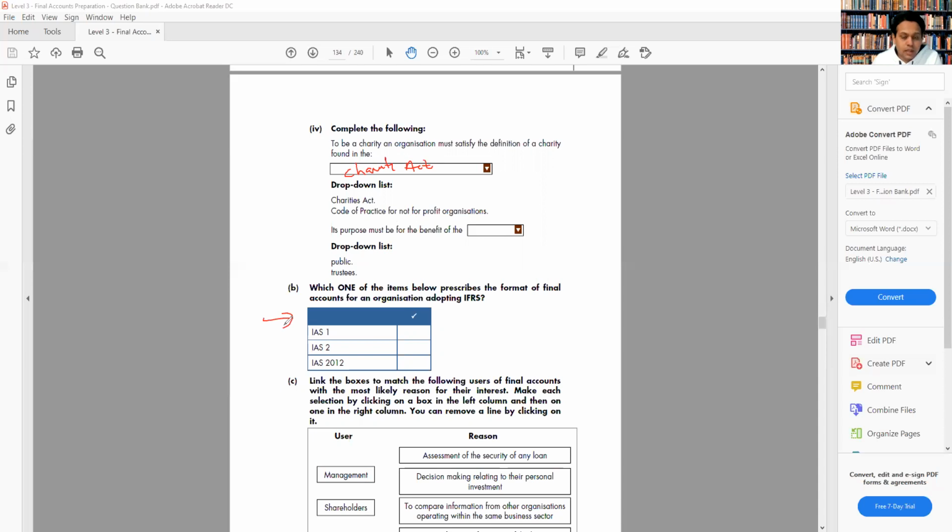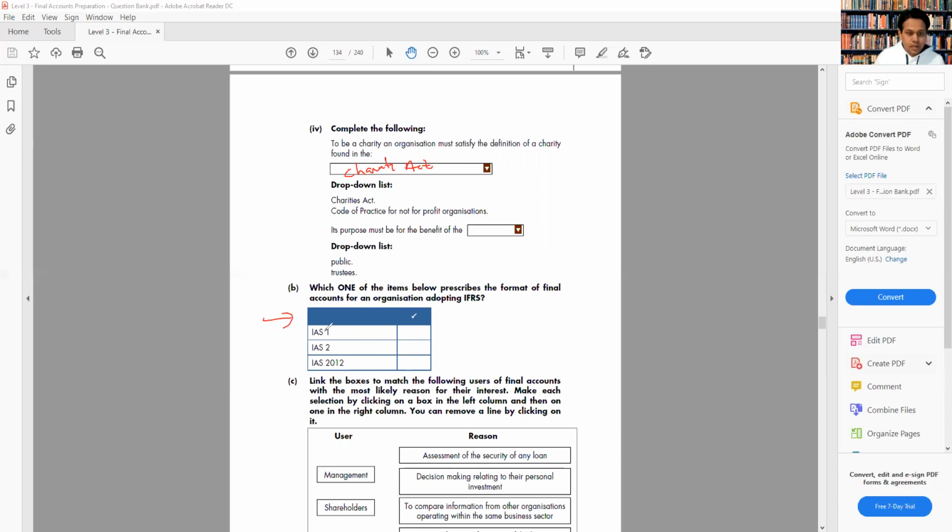Which one of the items below prescribes the format of final account preparation for the organization: IFRS? So which one basically do we follow to present the financial statement? When you present the financial statement, we say revenue, then we minus the cost of sales, then we minus the operating expenses, then we have the profit. So this template, this format, who introduced this format? What IAS do we follow? That will be IAS 1.